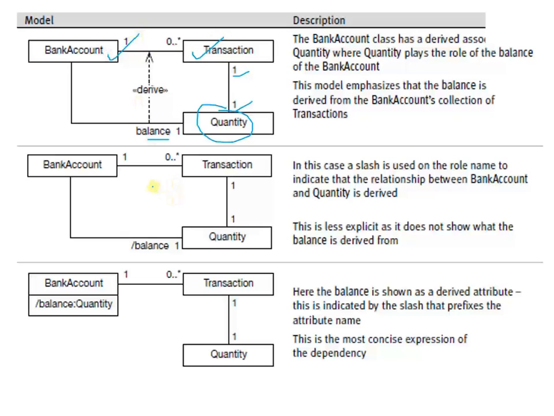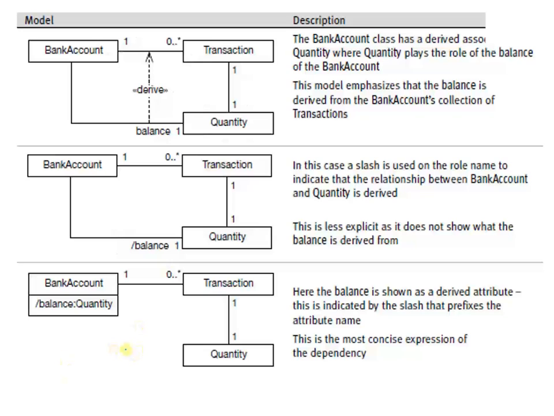The next representation is similar to the previous one, but instead of a derived relationship, we can have the role name of this particular class by using a backslash symbol. So the backslash is used to mention that the role of quantity is balance in this particular diagram. It also says that the balance is retrieved from the set of transactions for each particular bank account.